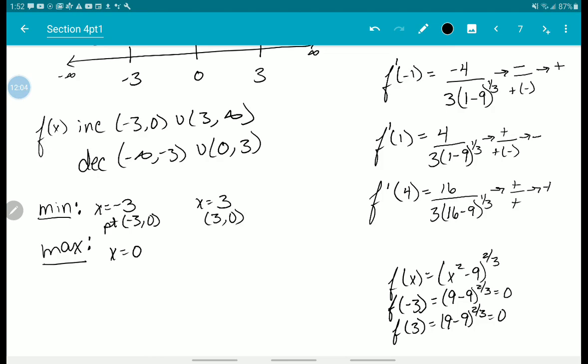And then when we substitute in 0, we're going to have 0 minus 9 raised to the 2/3. And that's the same thing as taking the cube root of -9 squared, which is the cube root of 81. So it's not a nice number, but it is a number. So there's our point for that maximum.